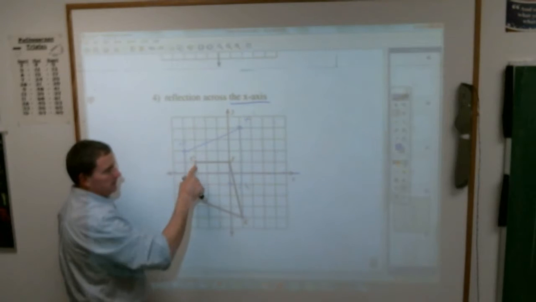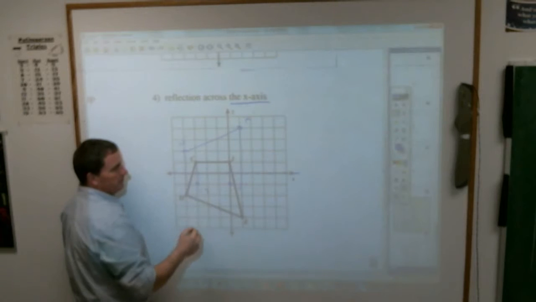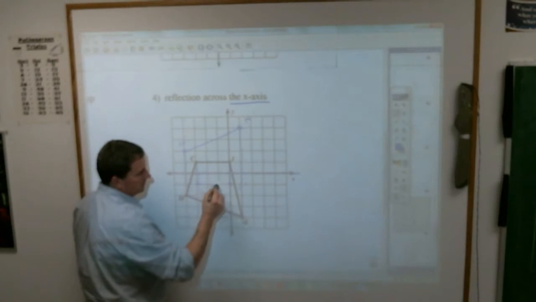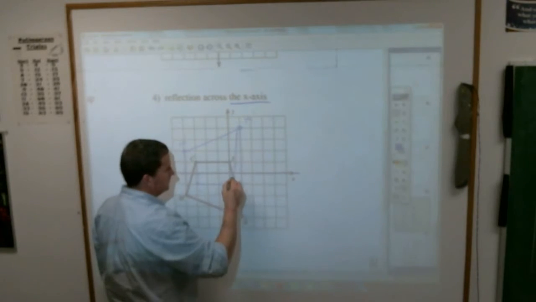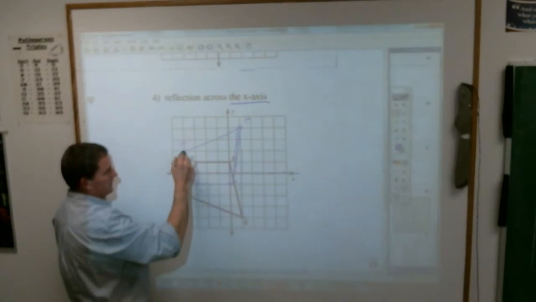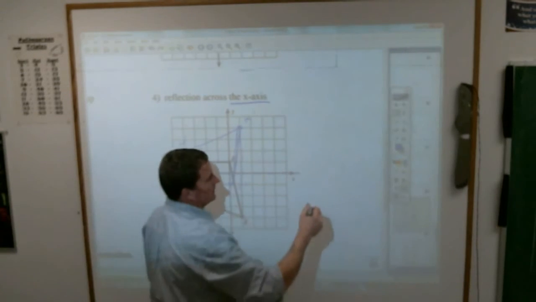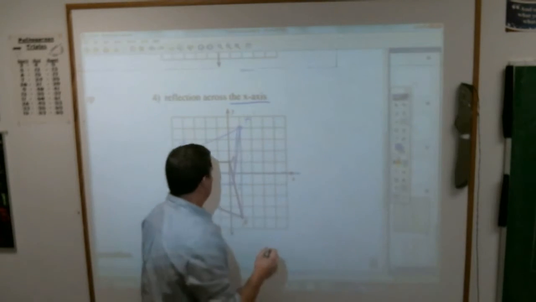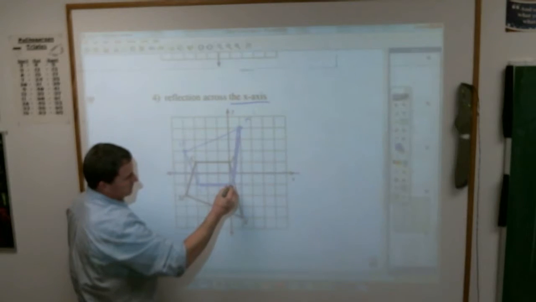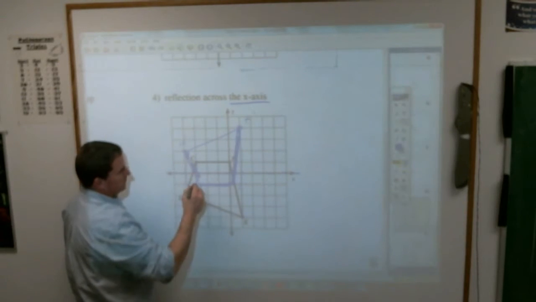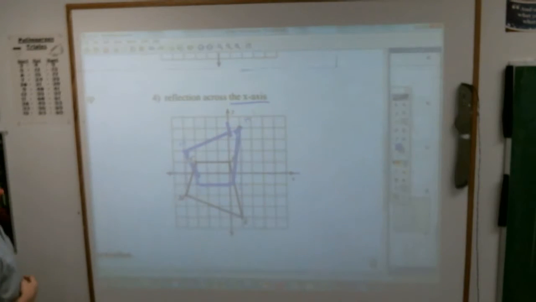And the same thing with letter C. You go opposite that axis, put a point, and that's C prime. So your reflection is going to look like this. You're going to connect these two. J gets connected to K, and C gets connected to M. If I was using this thing, drawing straight lines, it would go here, here, here, and here.